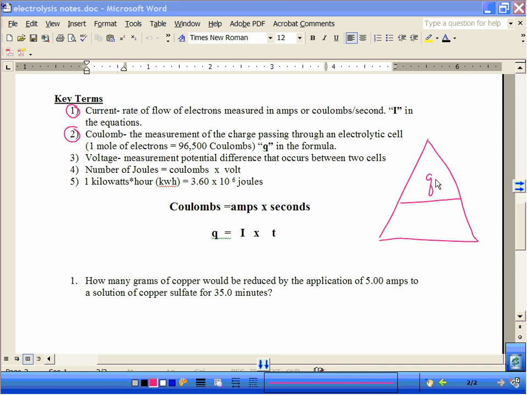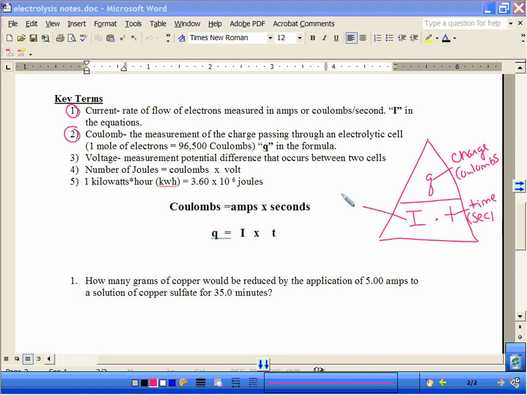Little q stands for charge, and charge is measured in the units called coulombs. If you've had physics, you might have studied about coulombs. And then I call this my QUIT formula because it has an I and a T, and it kind of looks like the word quit. T stands for time, and time is going to be measured in seconds.